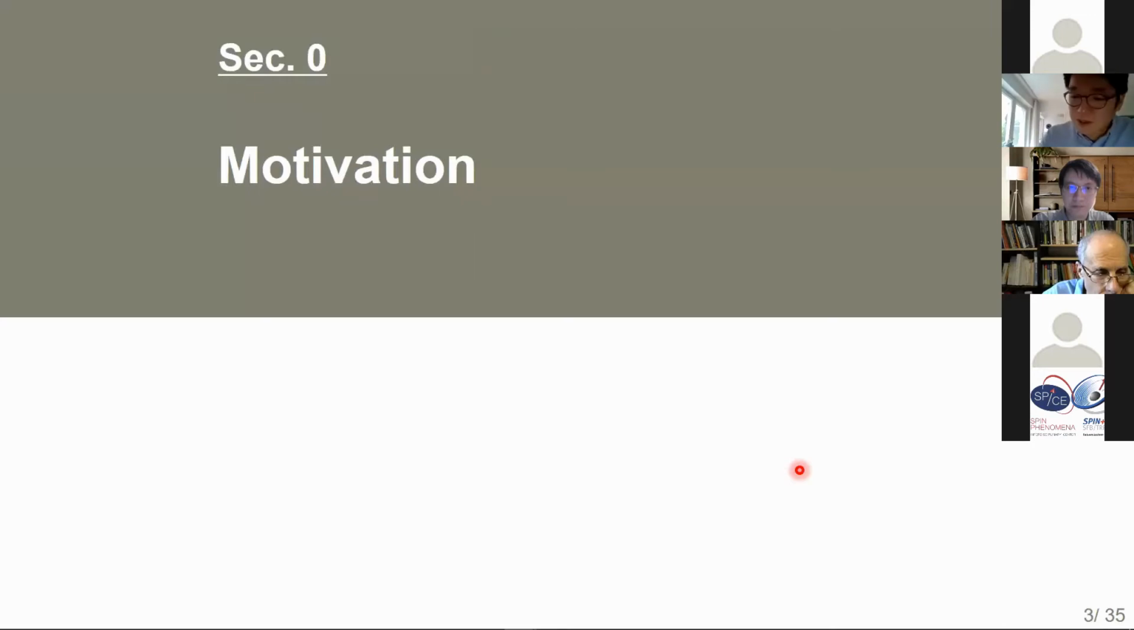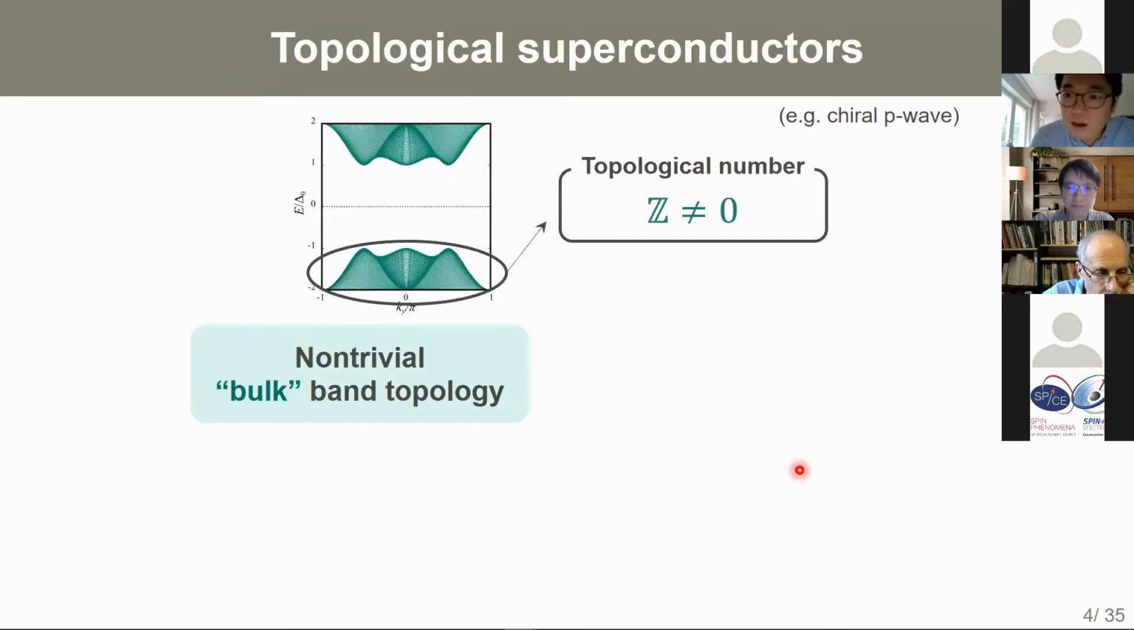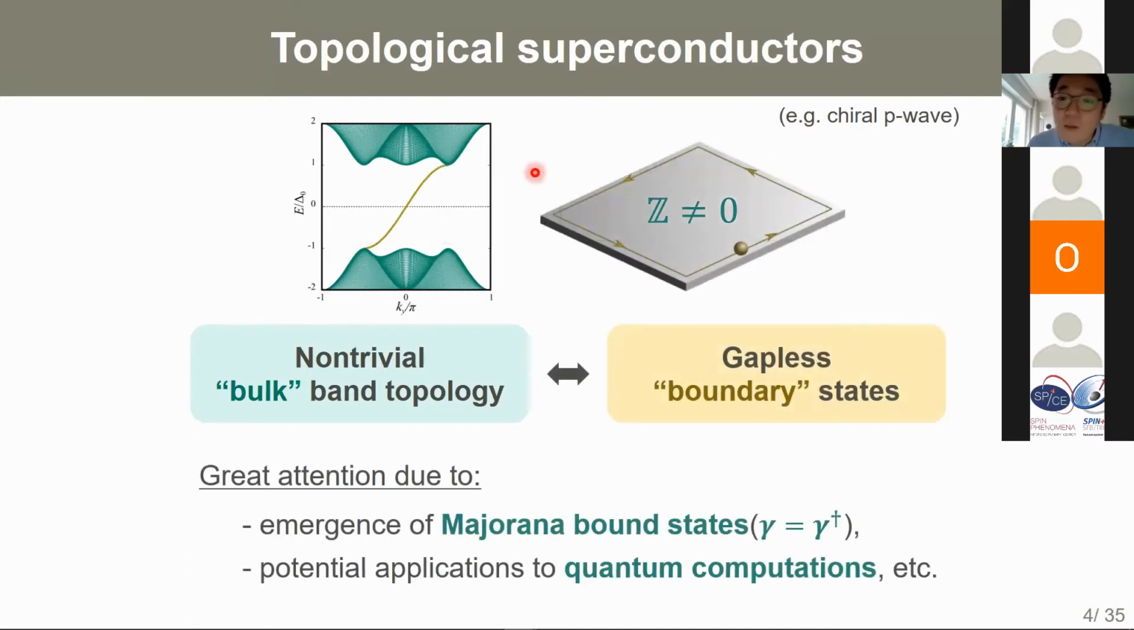So, let me start. As you may know, the topological superconductor is characterized by the topological number defined using the wave function below the superconducting gap. If the topological number takes a non-zero value, we call it a topological superconductor. However, the topological number itself is quite a mathematical object, but the physical manifestation of the non-trivial bulk topology is the emergence of the gapless boundary state at the material surface, like this.